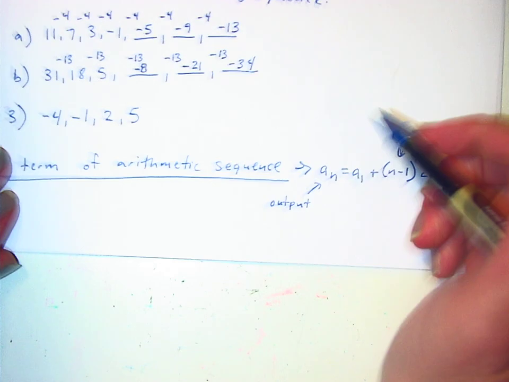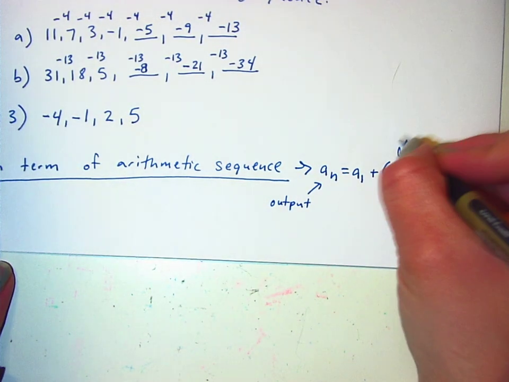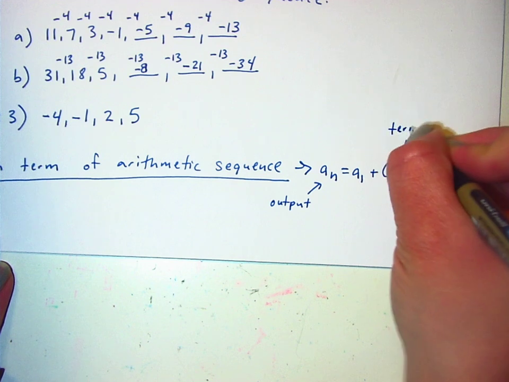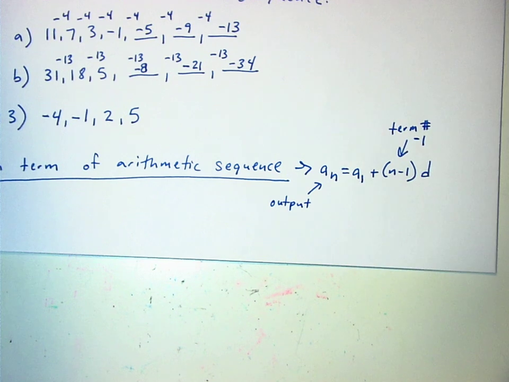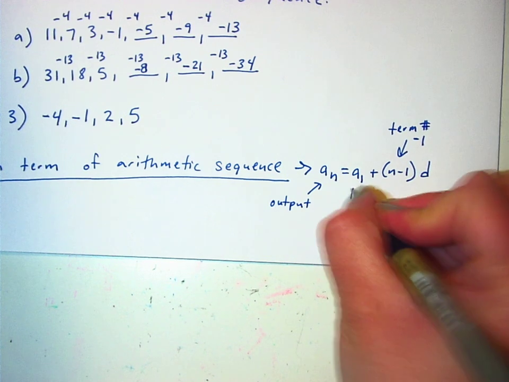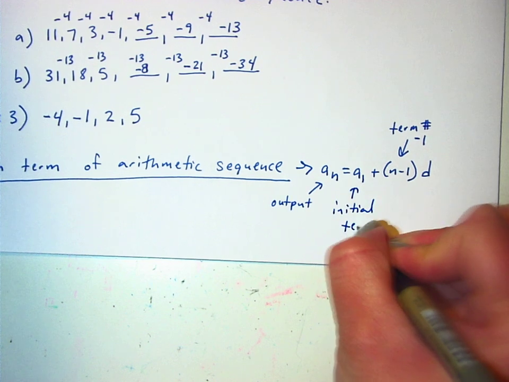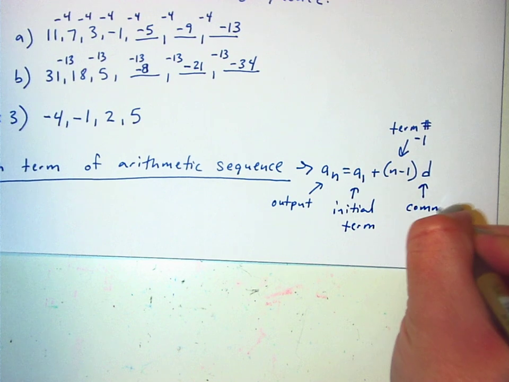And so this one is whatever term you're talking about minus 1. So this is the term number minus 1. And that's in the problem, but then you're always going to have to subtract 1. And I'll show you how that works. This one is the initial term. That's that first term. And this one is the common difference, which we discussed earlier.